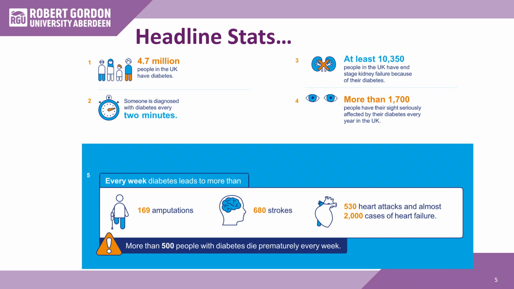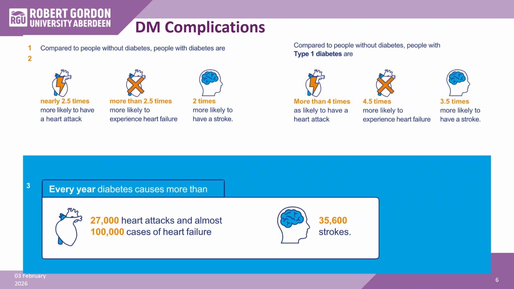When it comes to weekly statistics, there are almost 200 amputations every week due to diabetes, almost 700 strokes, as well as many heart incidents and causes of heart failure. So it is estimated that around 500 people with diabetes die prematurely every week. So this is quite significant if you have a look at it overall.